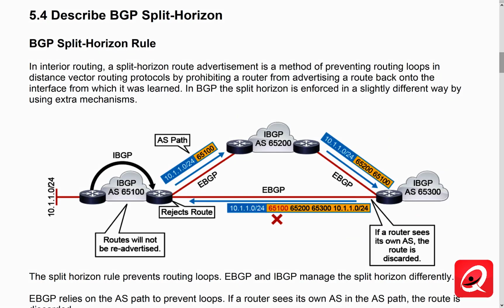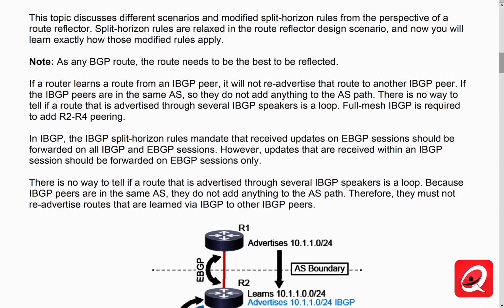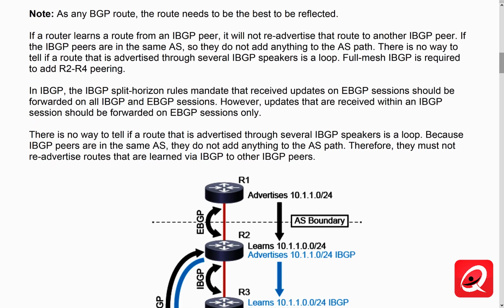They're not really describing in this case the iBGP split horizon rule, but there's really nothing to describe. If I receive a route from one iBGP peer, I simply don't advertise it to other iBGP speakers. All right. So as any BGP route, the route needs to be the best to be reflected. We talked about that concept actually when we were talking about route reflection. We don't reflect all of the routes. We only reflect the routes that we actually choose to use. And that's a pretty typical kind of distance vector concept. The same thing goes with EIGRP.